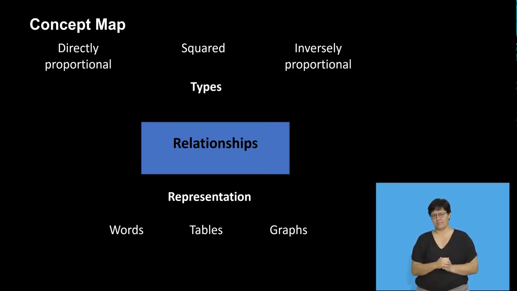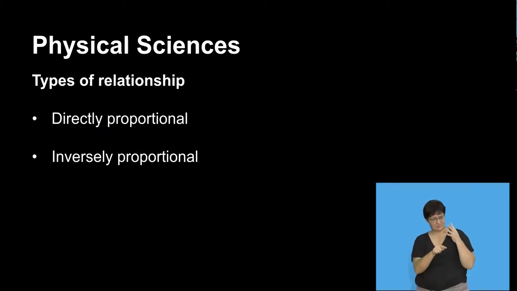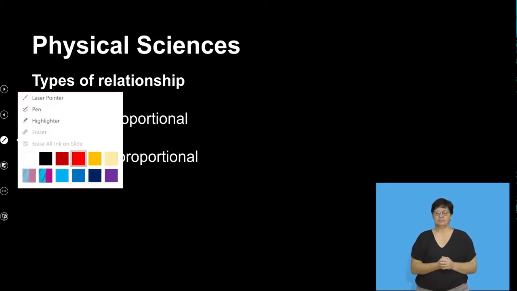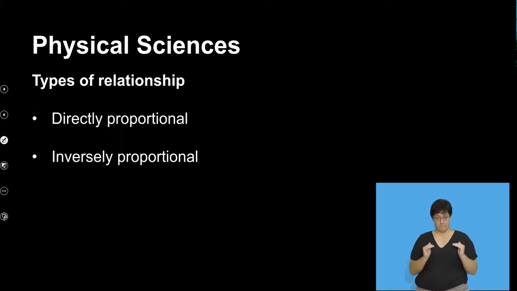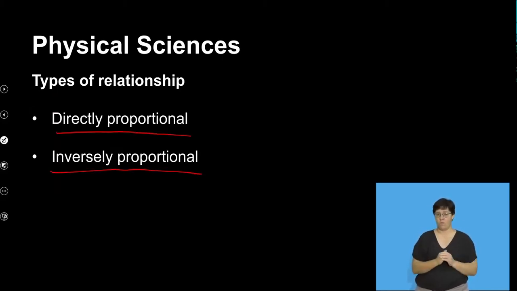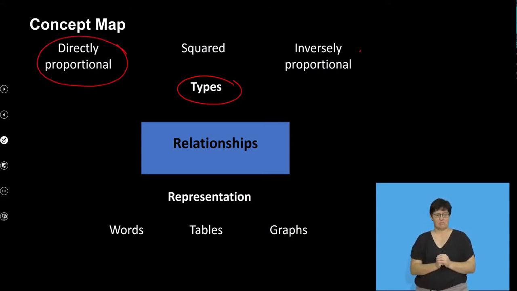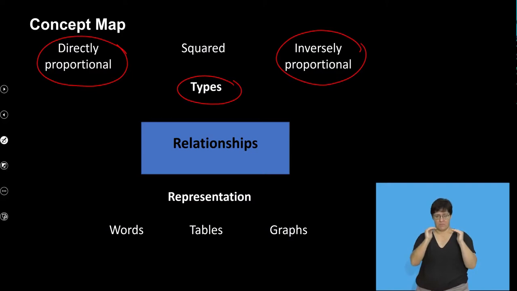So remember that there are various types of relationships. And these types of relationships specifically can be called either directly proportional or inversely proportional. And those have particular characteristics. So in terms of the types of relationships, directly proportional and inversely proportional. Now, each of these types have different ways of representing them.